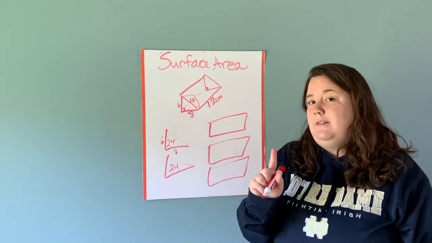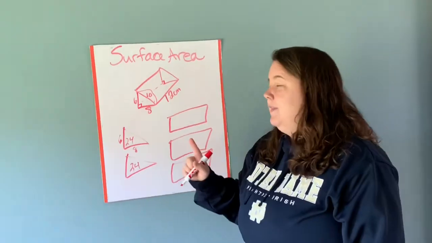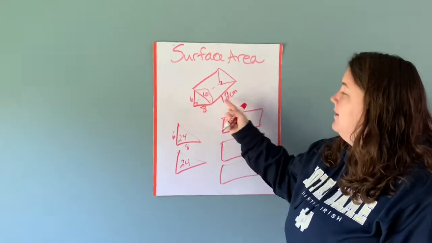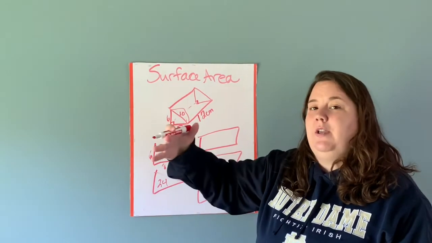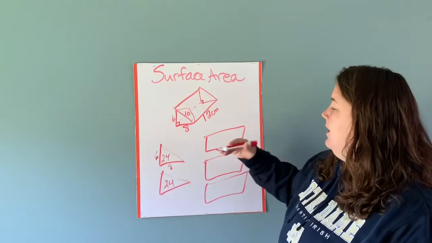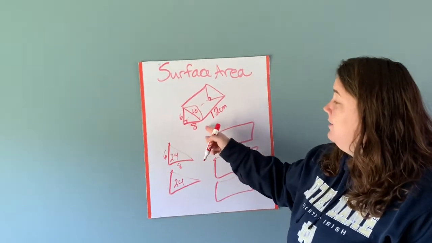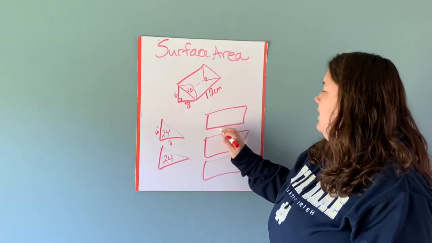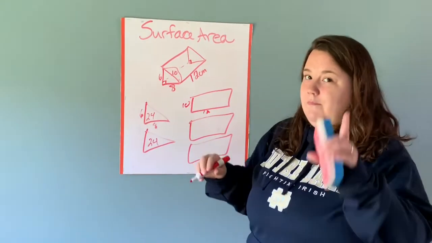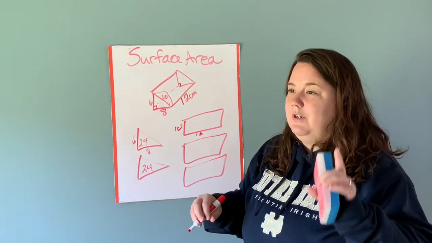Be cautious. On some of them, your base might be different than your 2 top triangles. So be very careful when you're looking. On this one, I made it so all 3 are the same. They're all going to be 10 and 12. But be careful. Look at the picture.